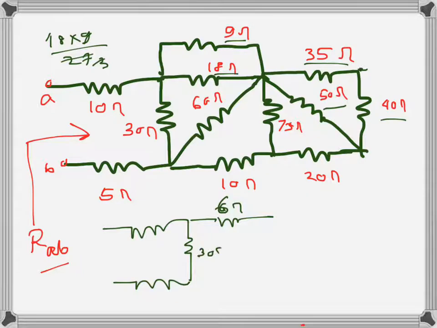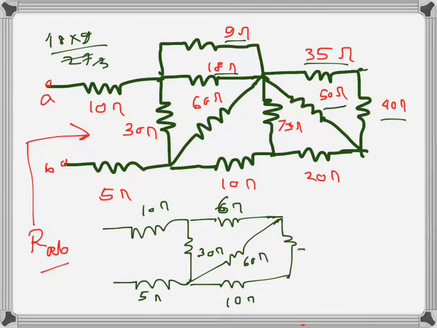And this is 30 ohms, this is 10 ohms, this is 5 ohms, and here we have 10 ohms again, and we have that 60 ohms there, and here we have 75 ohms, and there we have the 20 ohms, sorry, like that. And this 35 and 40 is becoming 75 and coming in parallel with 50.